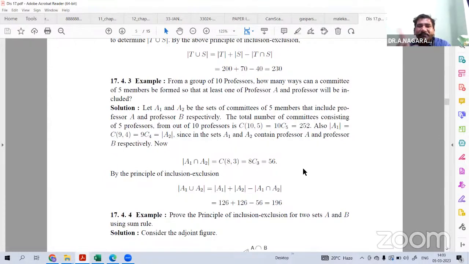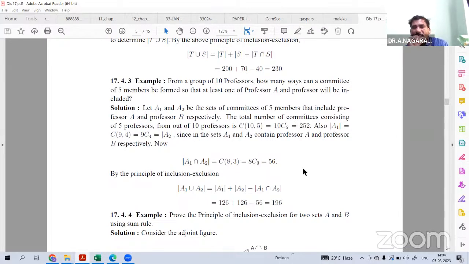Now the intersection part of both of them. If I check the intersection, 2 persons are already selected. How many professors are left? 8 professors. Already 2 professors are selected, remaining 3, because I should select 5 professors only. So 2 are already chosen and 3 are needed, from the 8 we have. So 8C3. By the principle of inclusion and exclusion, mod A1 union A2 equals mod A1 plus mod A2 minus mod A1 intersection A2.